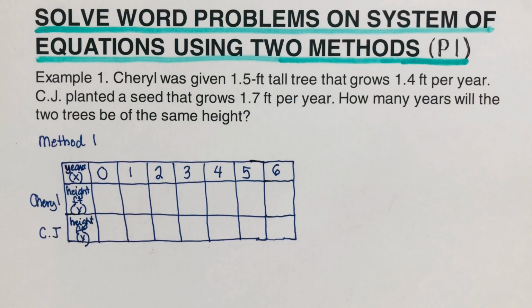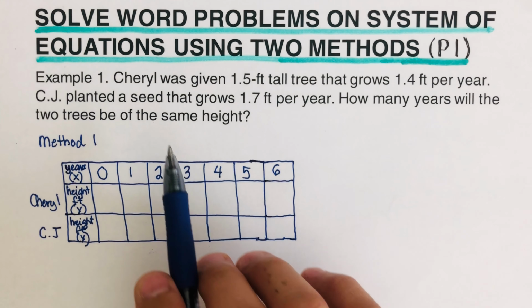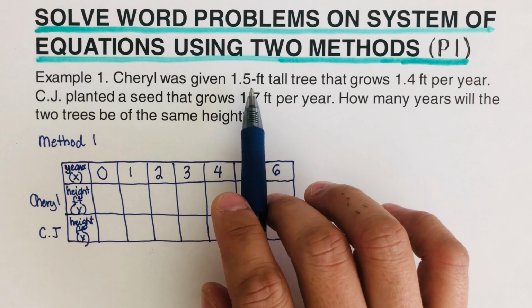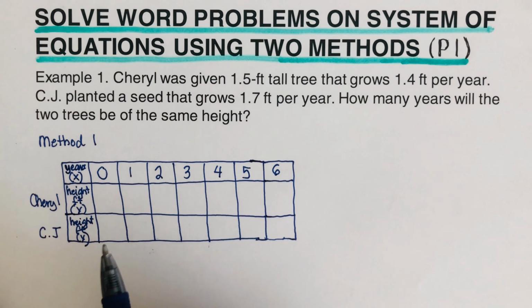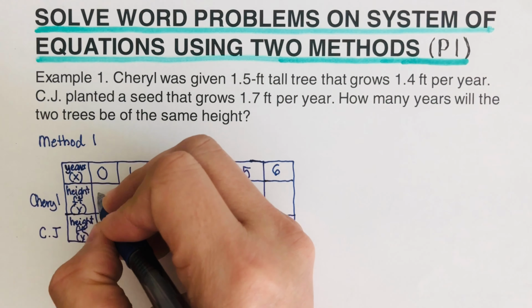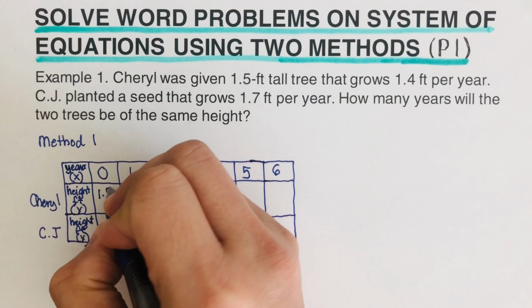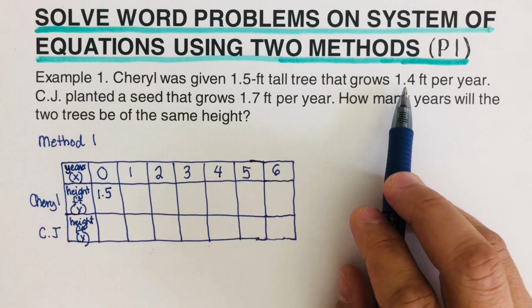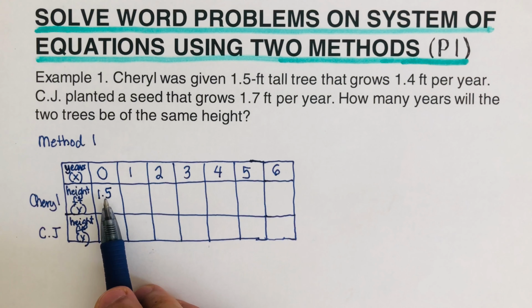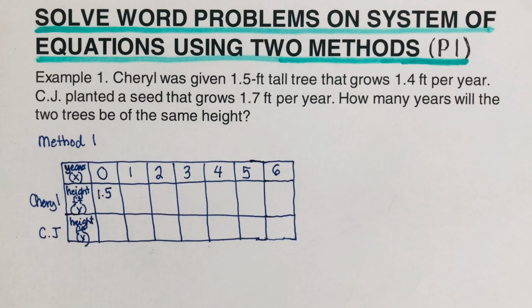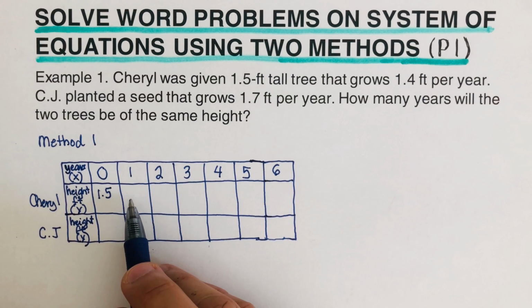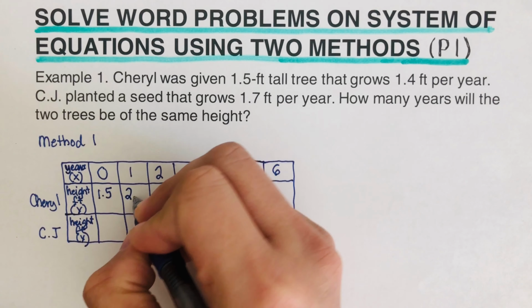Then from here, we're going to fill this table in. We start with Cheryl's case. Cheryl was given a 1.5 feet tall tree, so initially, at 0 year, that is 1.5 feet. I'm just going to write 1.5. And then it grows by 1.4. By the way, this problem would work only if the growth factor is constant for each plant. Provided that the growth factor is constant, we're going to be adding 1.4 each time. So this would come out to 2.9.